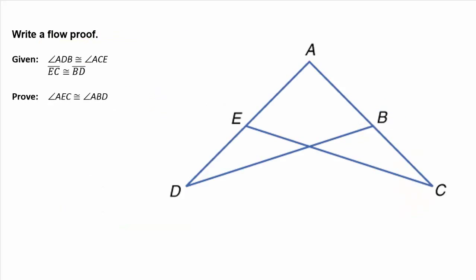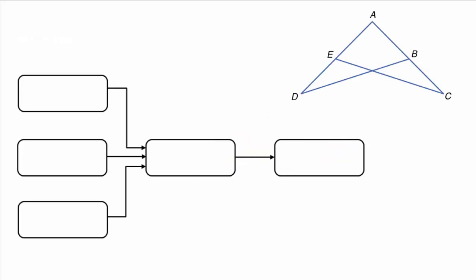Our last proof of the day is just a little bit different. We've got two pieces of information that are congruent. Okay? ADB is congruent to ACE. EC is congruent to BD. Now, before we wanted to prove that two triangles are congruent. Now, look, we need to prove that two other sets of angles are congruent. So let's get started. Okay, we've got our flow chart here. Let's go ahead and start by putting in what we're trying to prove, which is angle AEC.